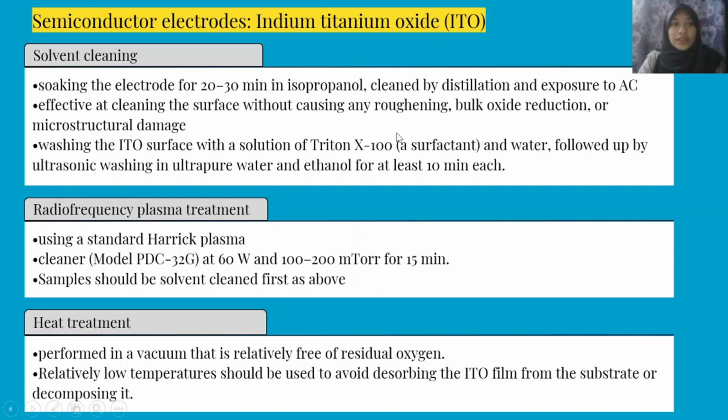The third one here is semiconductor electrodes, which is ITO or indium tin oxide. First one is solvent cleaning. It is carried out by soaking the electrode for 20 to 30 minutes in isopropanol, then cleaned by distillation and exposure to UV ozone. This one is effective at cleaning the surface without causing any roughening, bulk oxide reduction, or microstructural damage.